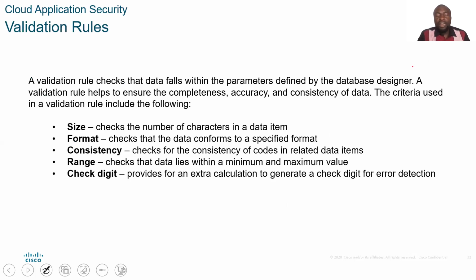So hackers can automate their attack to flood the web application with thousands of invalid subscribers in the newsletter database. So what are the validation rules? Validation rules check that data falls within the parameters defined by the database designer. Okay, so the database has defined certain parameters. So a validation rule helps to ensure the completeness, accuracy, and consistency of the data. The criteria used in a validation rule include size, format, consistency, range, and check digits.